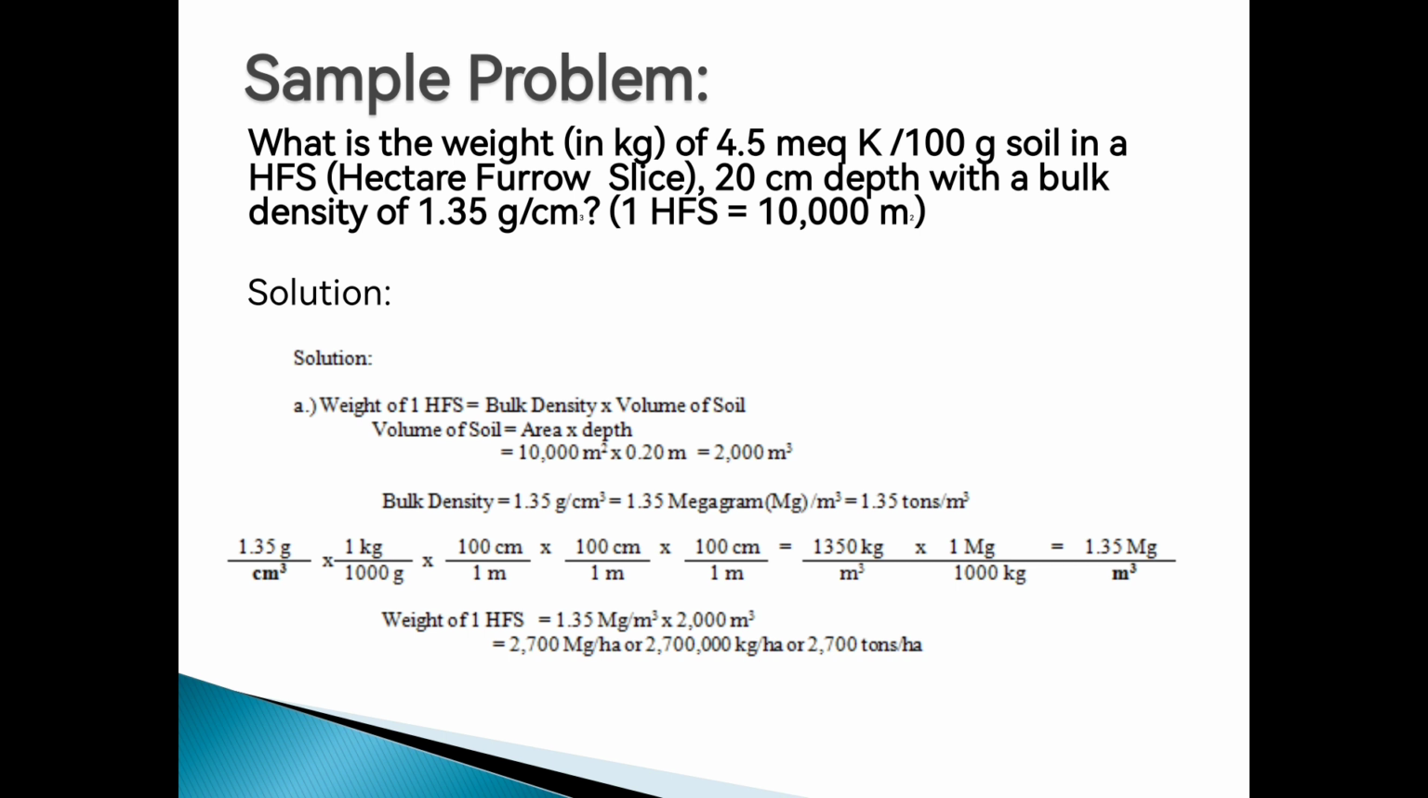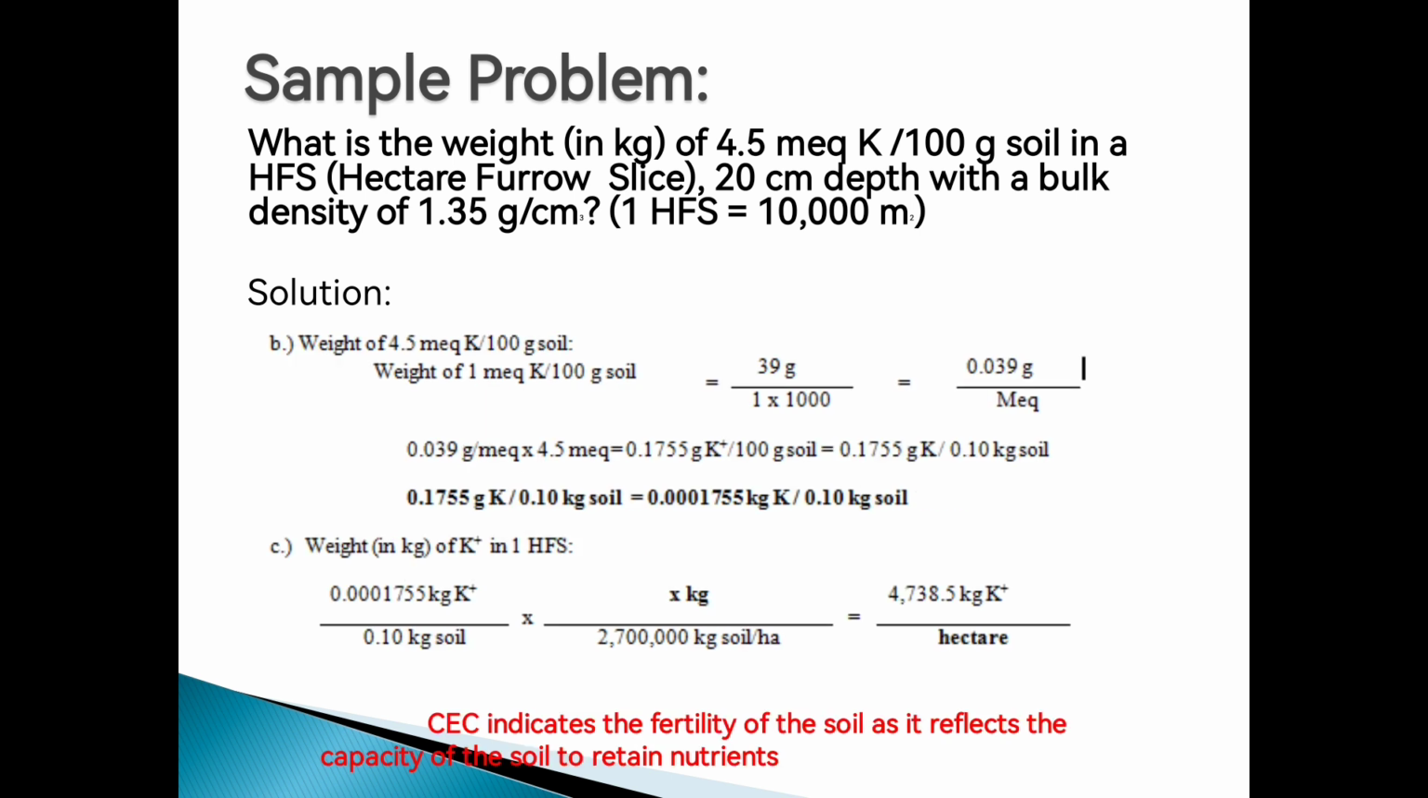So this is just a calculation of the weight of 1 hectare of soil with 20 centimeter depth with bulk density of 1.35 gram per cubic centimeter. Remember the question, what is the weight of 4.5 milliequivalent potassium in 100 gram of soil. So, for that, let's calculate.